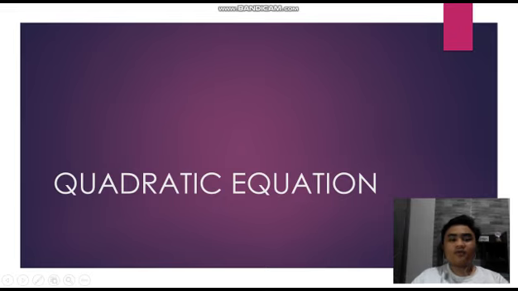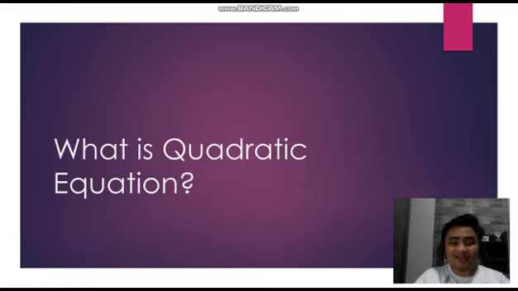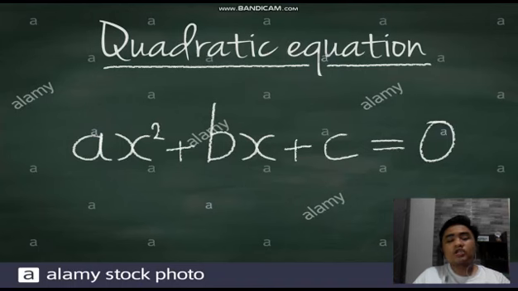Hi guys, we're going to talk about this specific lesson, which is quadratic equation. Let us start with this question: what is a quadratic equation? As you have seen on the screen right now, that is the standard form of a quadratic equation. Why do we need to learn the standard form? We need to learn it so that we could easily know if a given equation is a quadratic equation or not.